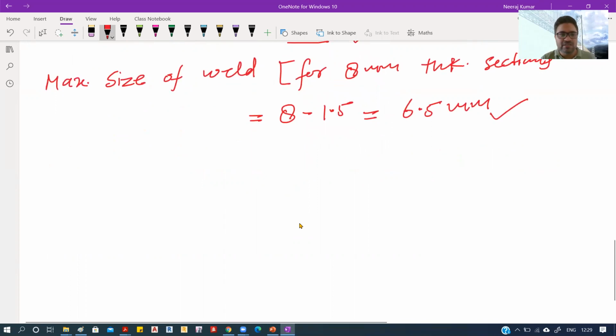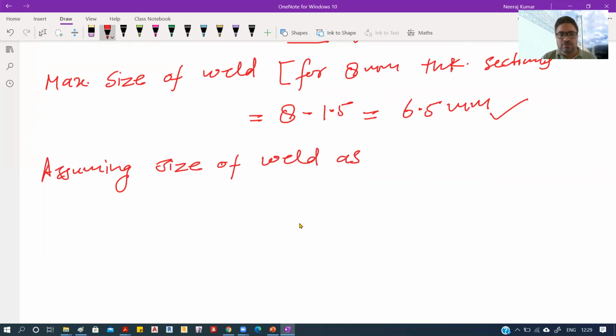So first we are taking the size of weld. I'm writing here, assuming size of weld as 5 mm. Okay. So this size of weld is represented by S.